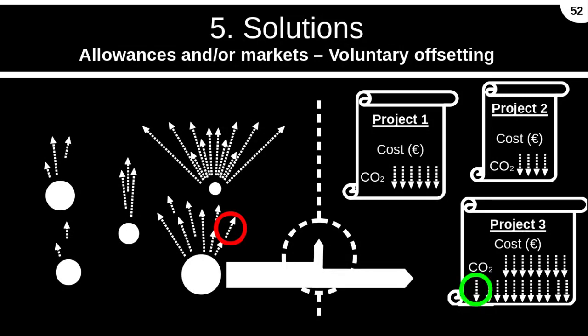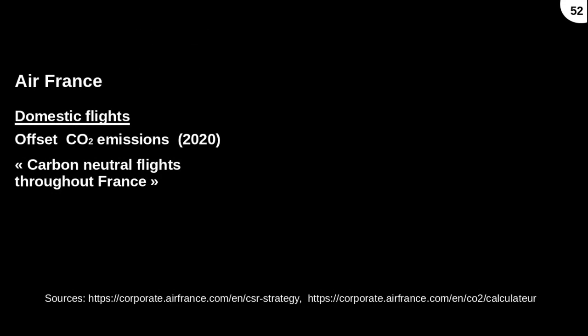As a result, buyers offset part of their carbon impact, and most of them deduce this amount when they calculate their carbon footprint. For example, Air France announced that from 2020, the CO2 emissions of its domestic flights would be offset. As a result, communication is made about carbon-neutral flights. The only source of warming is CO2, and the scope is limited to the flight. It covers domestic flights, however.